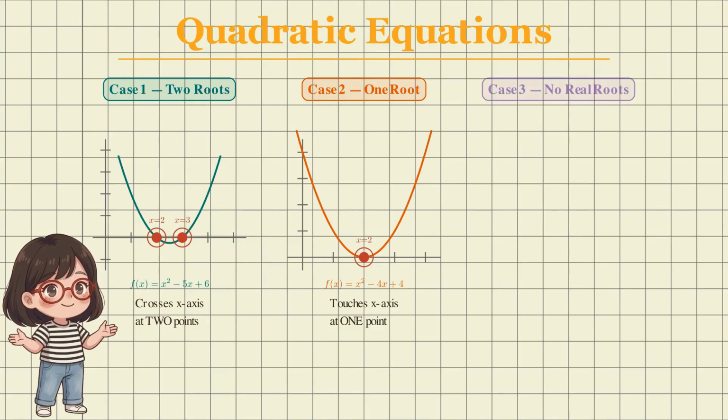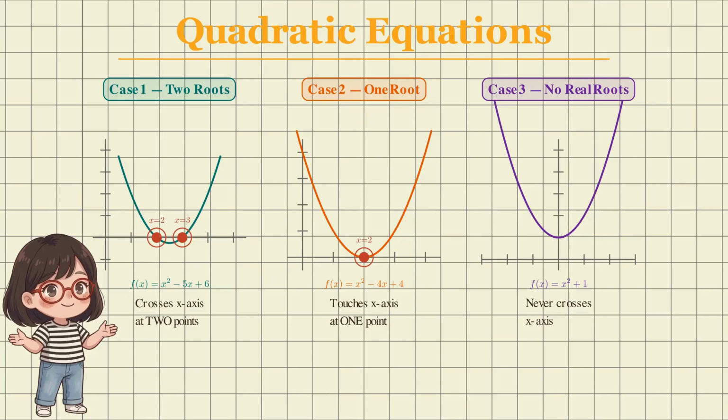Case 3, no real roots. F of x equals x squared plus 1. Look at this. The entire parabola floats above the x-axis. It never comes down to meet it, not even close. So there are no real roots at all. The solutions exist, but they're imaginary. The graph makes this obvious instantly.